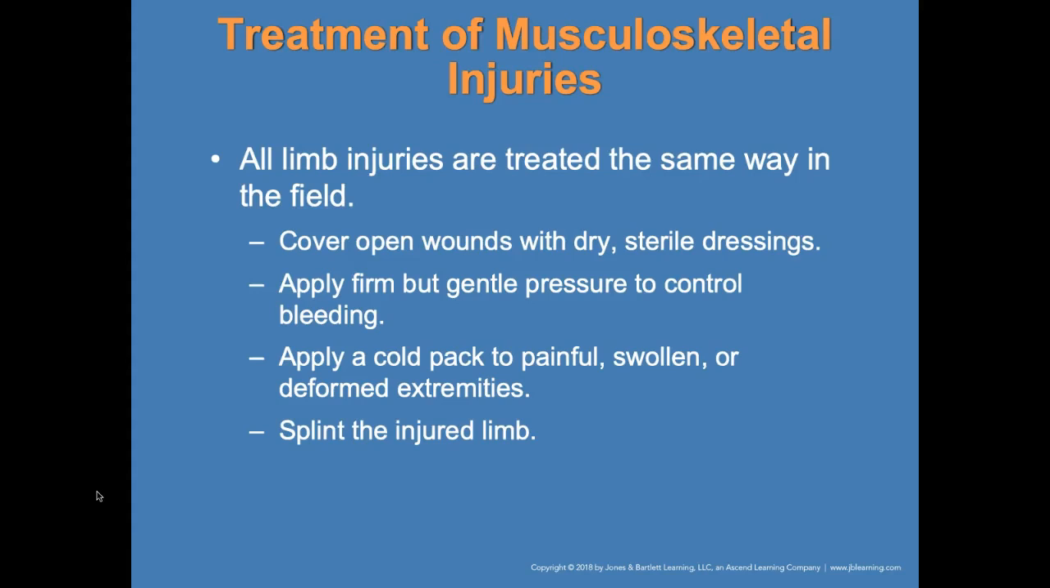All right. Treatment. All limb injuries are treated the same way in the field. We're going to cover the open wounds with dry, sterile dressings. Apply firm but gentle pressure to control bleeding. Cold pack to painful, swollen, or deformed extremities. And we're going to splint that injured limb.